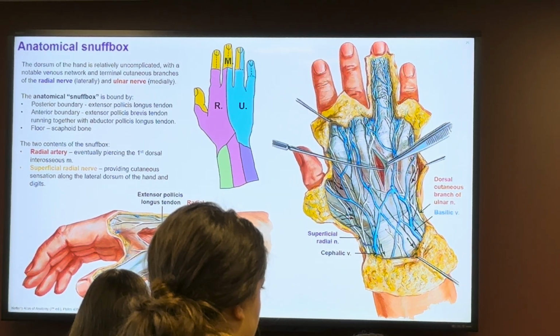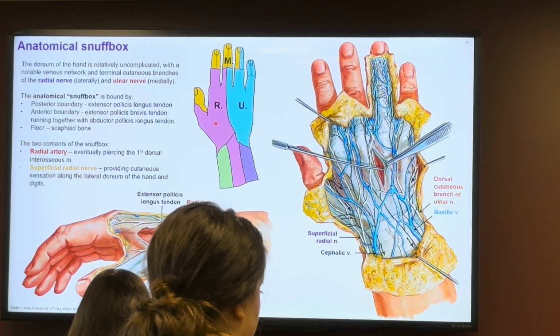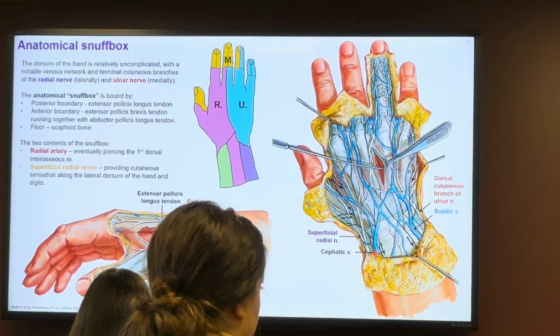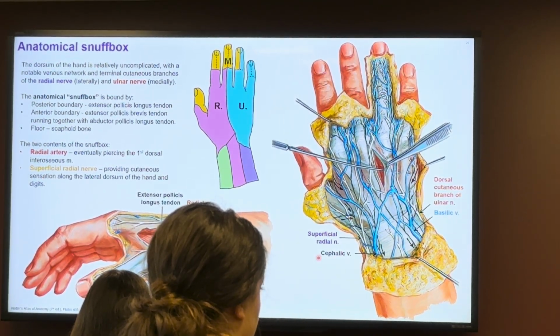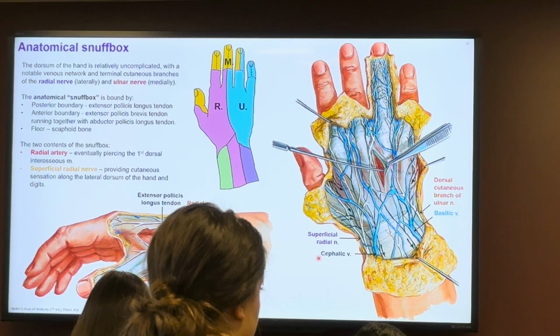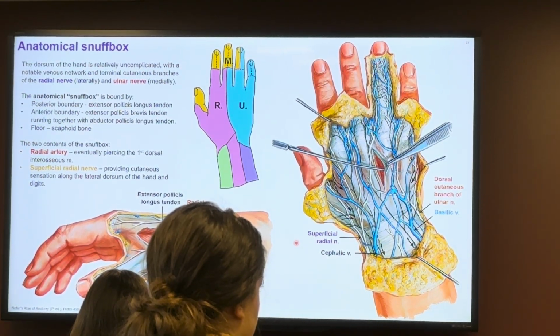And then passing over the top of the snuff box, we would see the superficial branch of the radial nerve coming across. And this territory here in pink on the back of your hand, that cutaneous sensory territory is supplied by that branch, the superficial branch of the radial nerve. Remember, it's cutaneous sensory only. So it passes over the anatomical snuff box. Also, the origin of the cephalic vein normally passes over the anatomical snuff box as well. Okay, neat. A pretty important little area there.